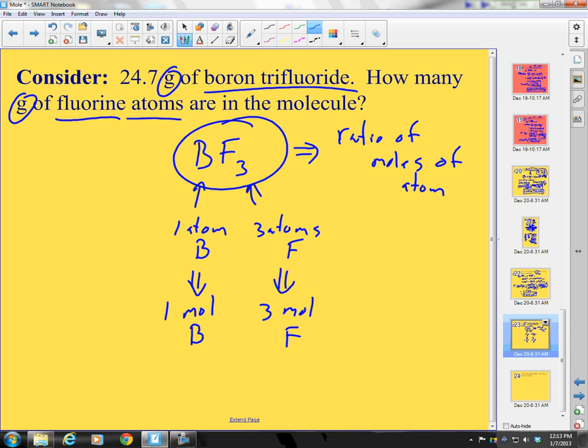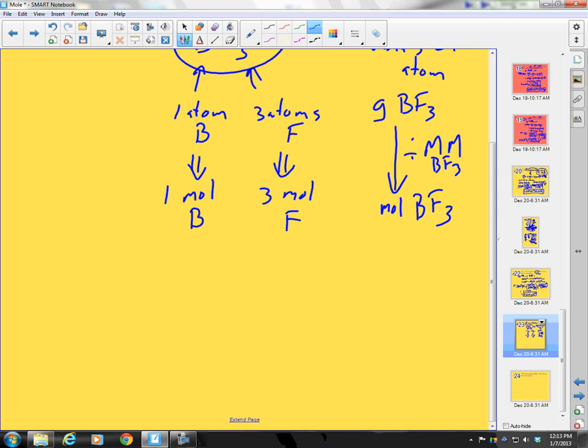I have grams of boron trifluoride, right? And I can go from grams of boron trifluoride to moles of boron trifluoride. How do I do that? To go from grams to moles, I divide by molar mass of boron trifluoride. Then I can go from moles of boron trifluoride to moles of fluorine. And how do I do that? Well, I have 3 moles of fluorine per every 1 mole of boron trifluoride. You guys see that? Yeah, there's a 3 there. That means I have 3 fluorines. So now I have moles of fluorine atoms.